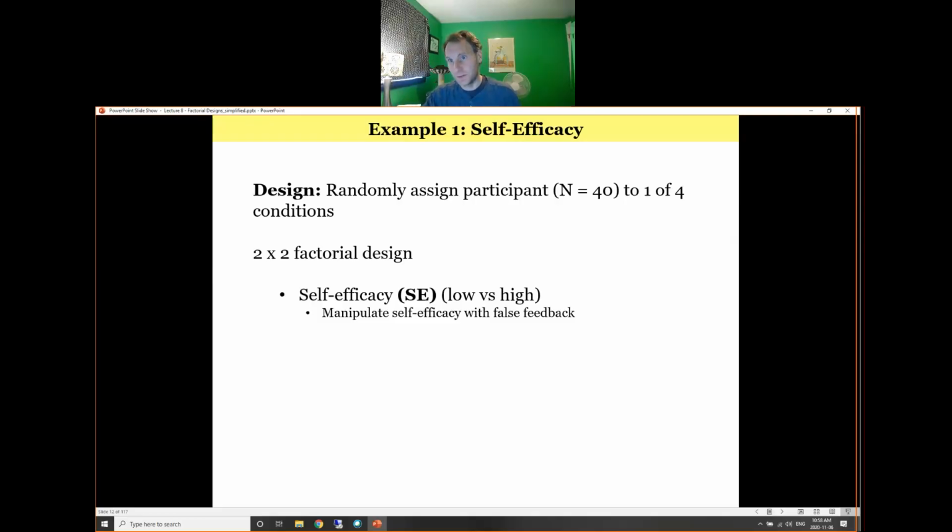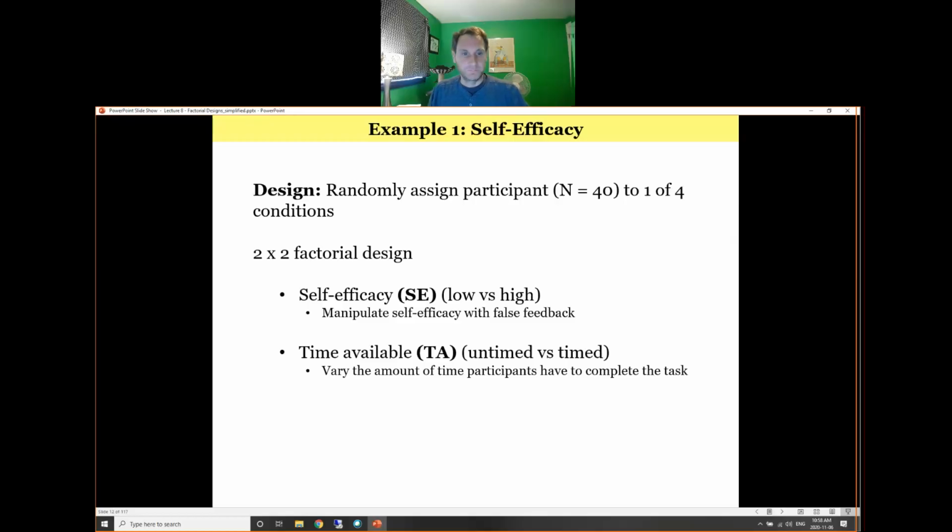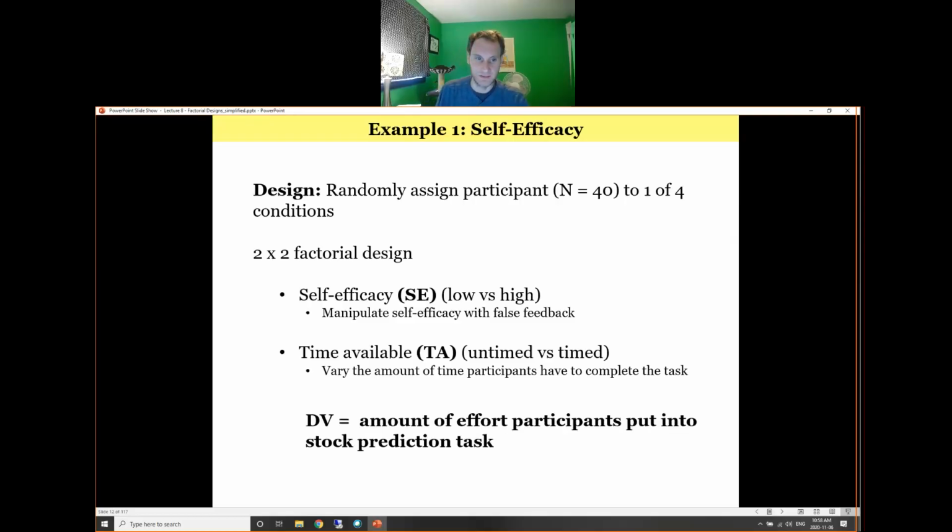After that, we had them do another trial. So going into the subsequent trial, you either had just gotten feedback that you were good at this task, or you had just gotten feedback that you're bad at this task. We also manipulated the time that they had to complete the subsequent trial. So either they had an unlimited amount of time, and so they could take as long as they wanted, or we put a very strict time limit on the amount of time that they had available to complete the task.